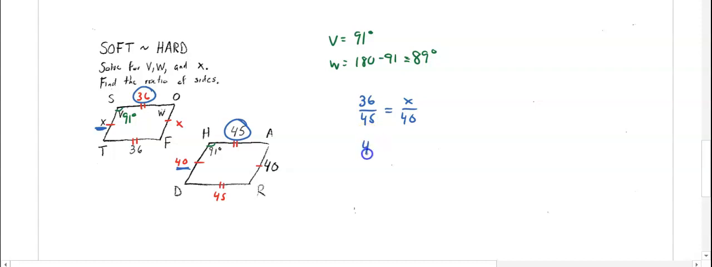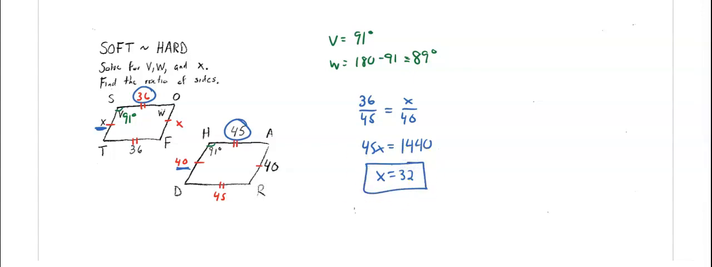And we can cross multiply. So when we cross multiply here, we get 45x equals 36 times 40, which is 1,440. When we divide by 45, we get x is 32. And we found our variables. The last thing we have to do is find the ratio of sides. So when we do the ratio of sides, we're just reducing the fraction of the sides. So we need a side from the first shape, so we can use 36, and a side from the second shape, which is 45. Both of these numbers are divisible by 9, so this is going to reduce to 4/5.